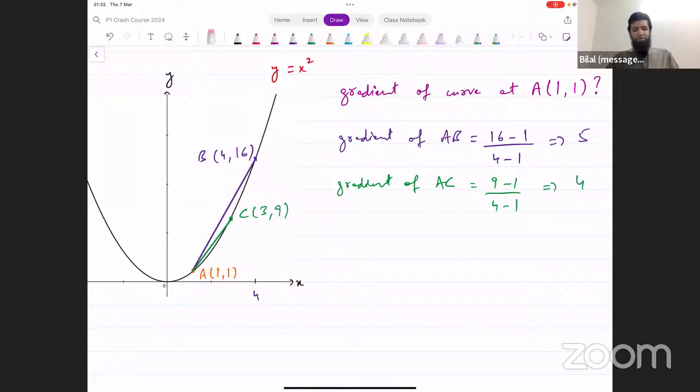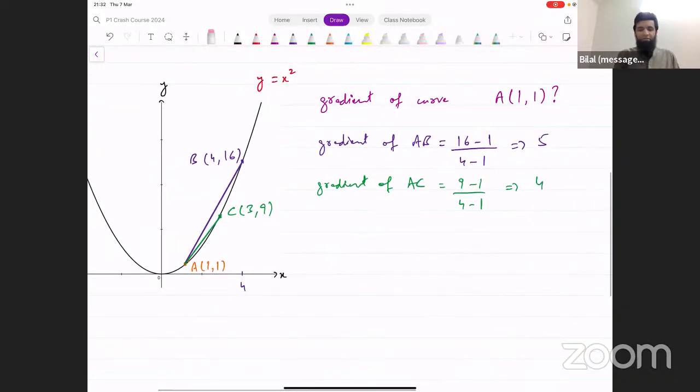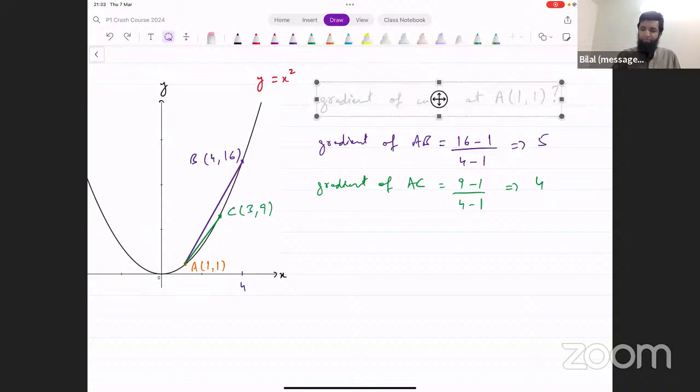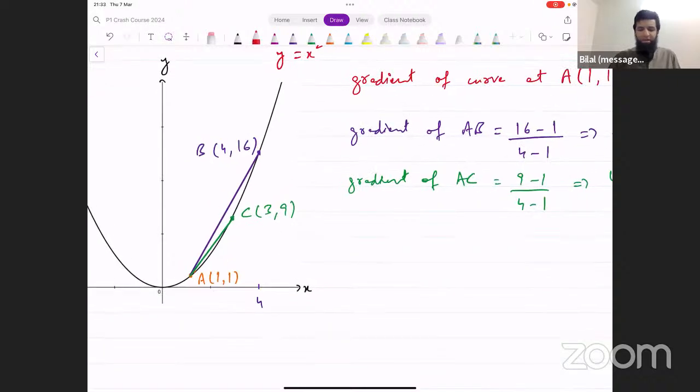Is that a good estimate for the gradient of the curve at this point A? It's still not very good because, again, the tangent's direction was this, and AC is much steeper than that. It's still not a very good estimate.